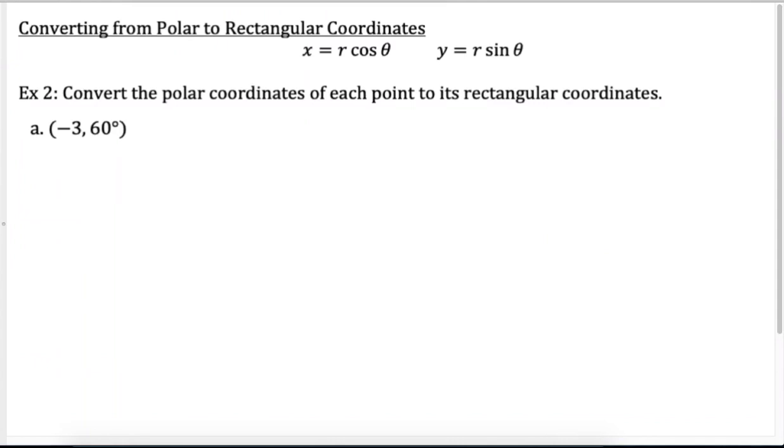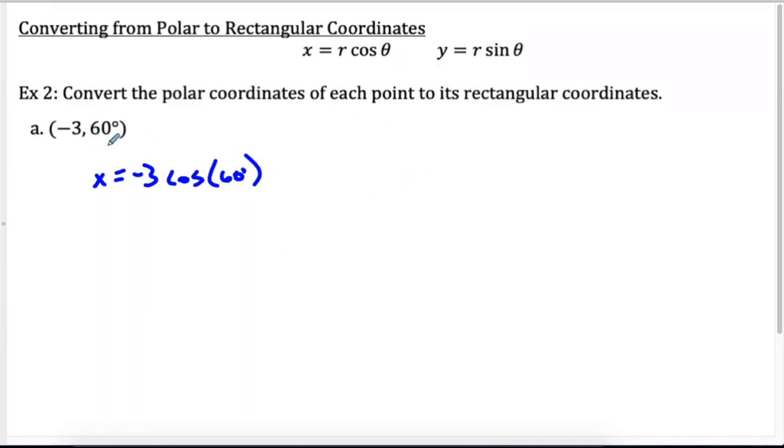Right? So now let's talk about converting between polar and rectangular coordinates. So first, if we are given our point in polar, and I'm going to convert to rectangular, we just use these conversion factors. The x-coordinate is just going to be r times the cosine of theta. So here, my r is -3, my theta is 60 degrees. -3 times the cosine of 60.